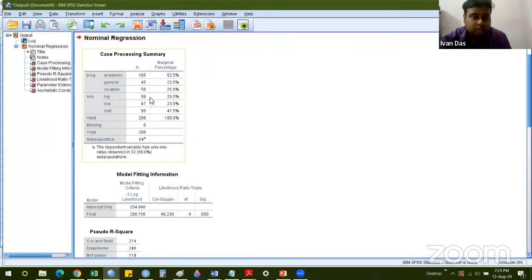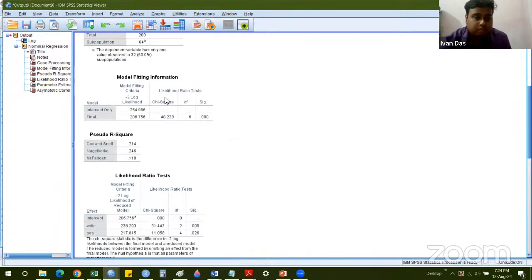So this is a summary of the results. As you can see, academic, general, vocation, the N number is given. ACS is high, low, and mid. More or less all of the types have been represented very well. So the N size is valid and is 200 in number, which is quite a lot of sample.